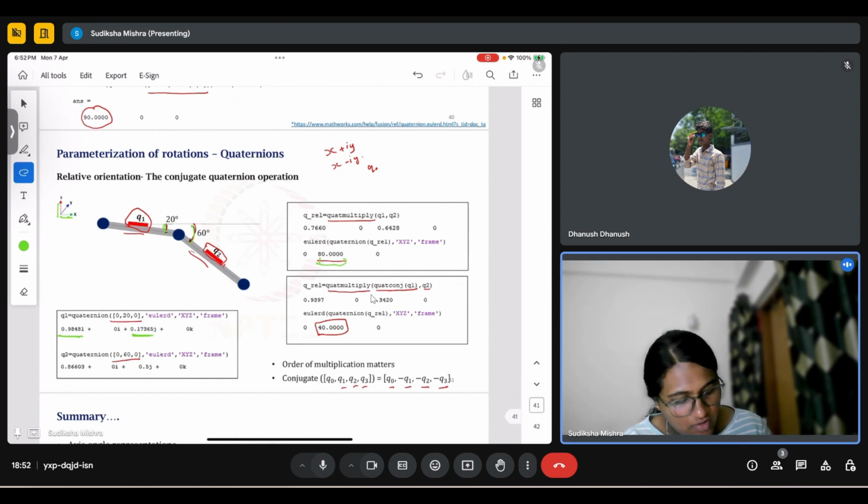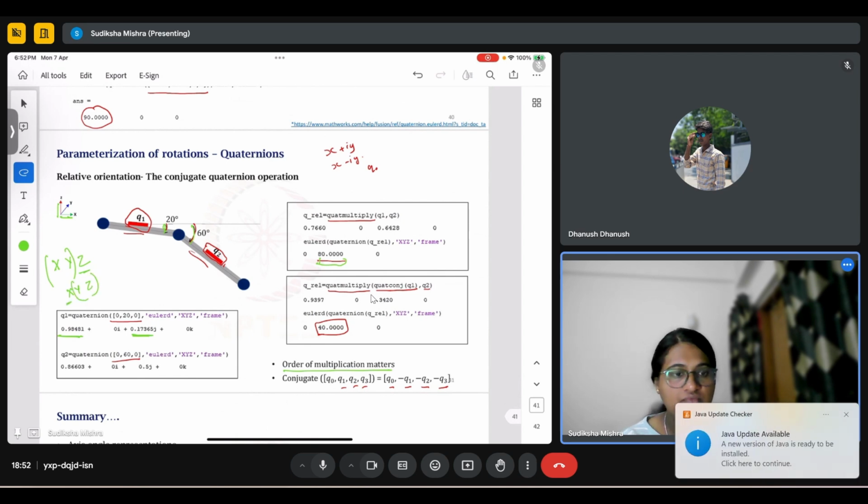One more thing is that order of multiplication matters if you're working with matrices. If you want to multiply these three matrices, multiplying these two first and then with this leads to a different result than multiplying these two first and then this matrix.